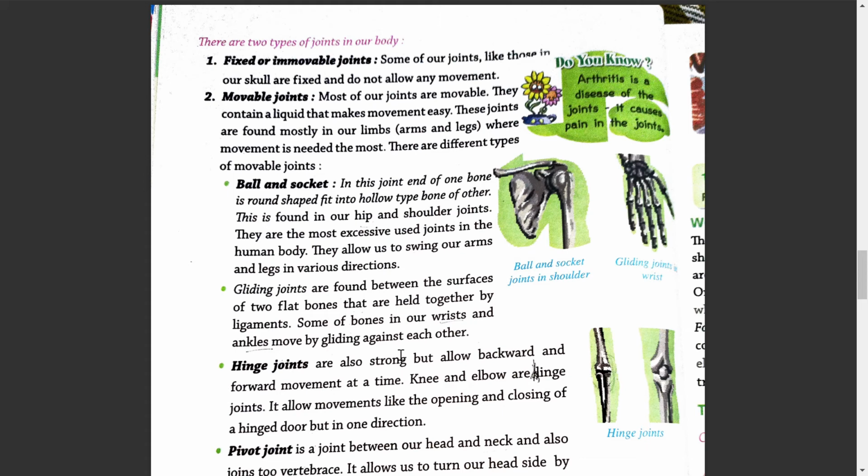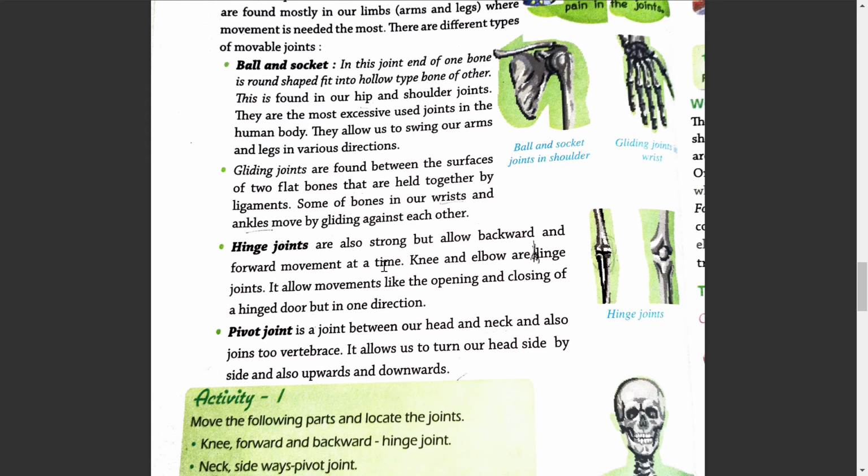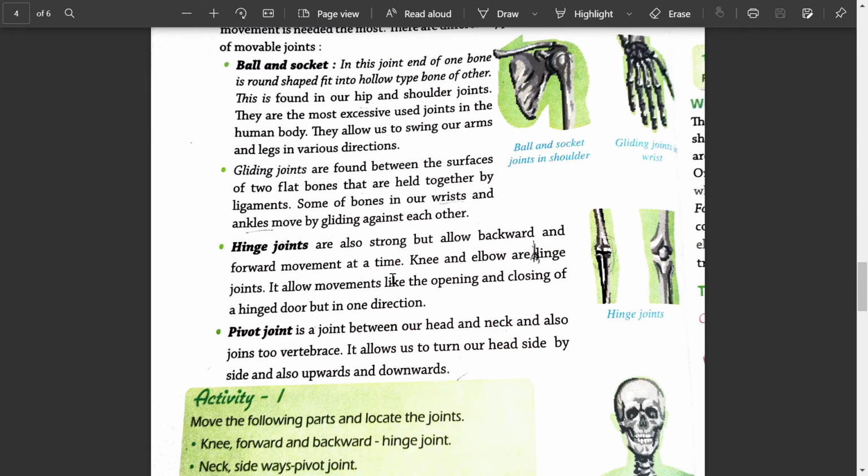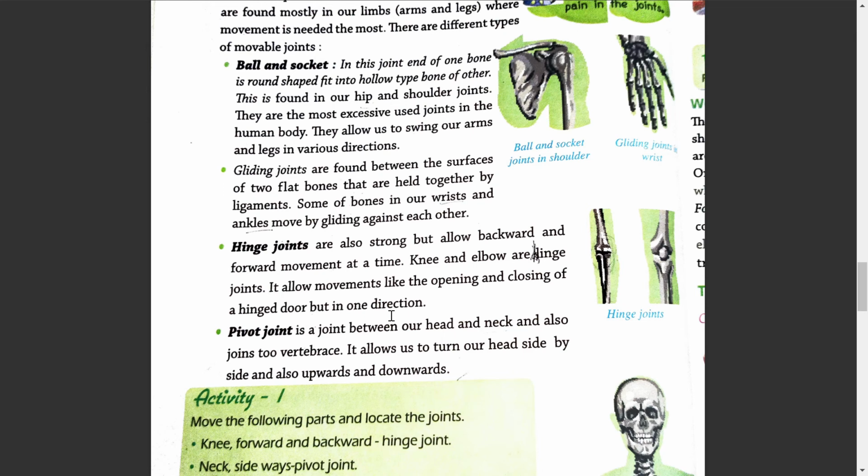Next comes the hinge joint. Hinge joints are also strong but allow backward and forward movement. Knee and elbow are hinge joints. It allows movement like the opening and closing of a hinge door, but in one direction. A hinge joint allows only back and forth movement such as bending and straightening. This joint is like the hinges in a door that can open and close, only in one direction.